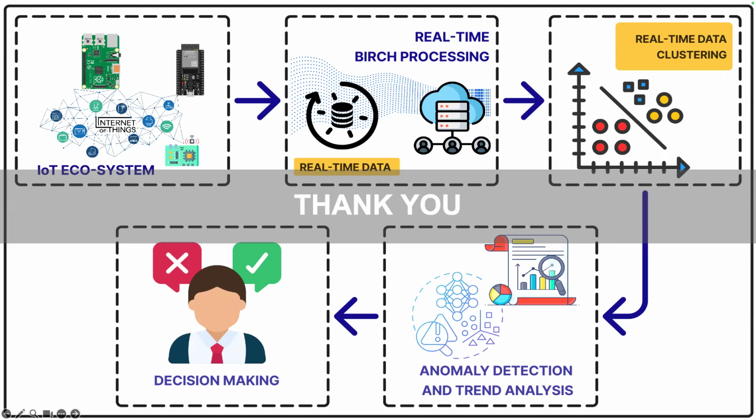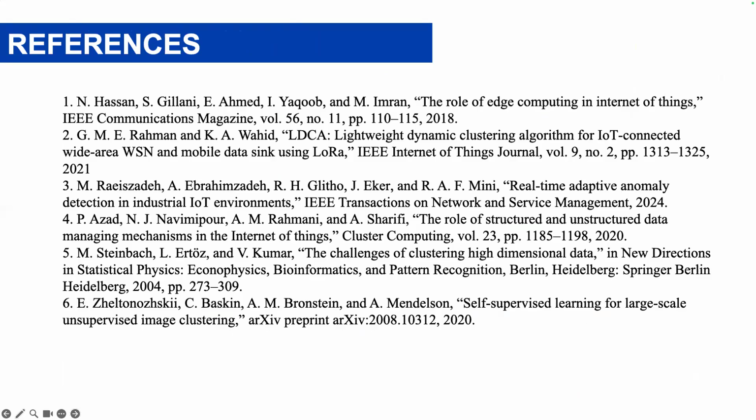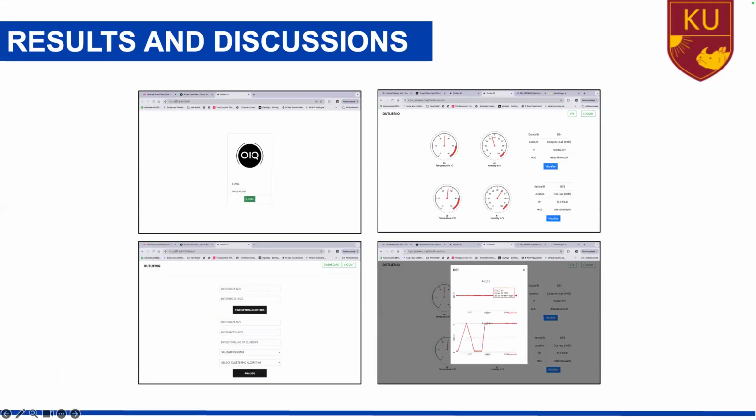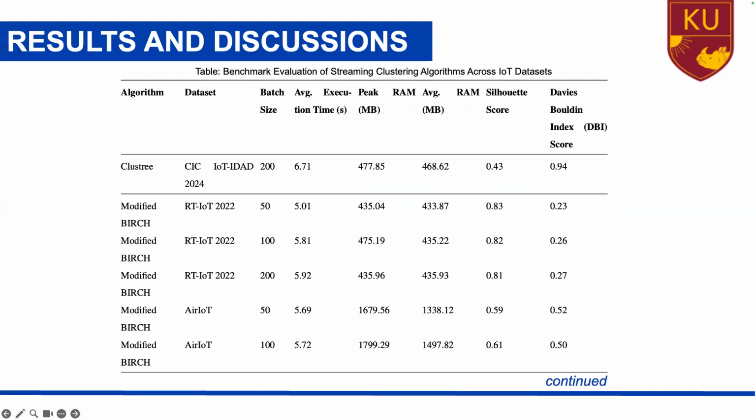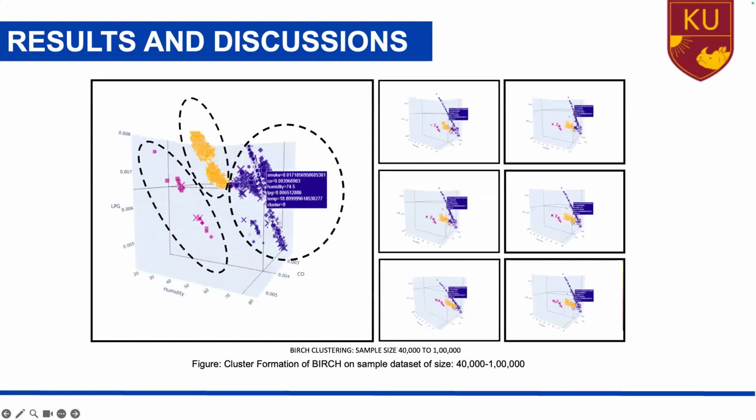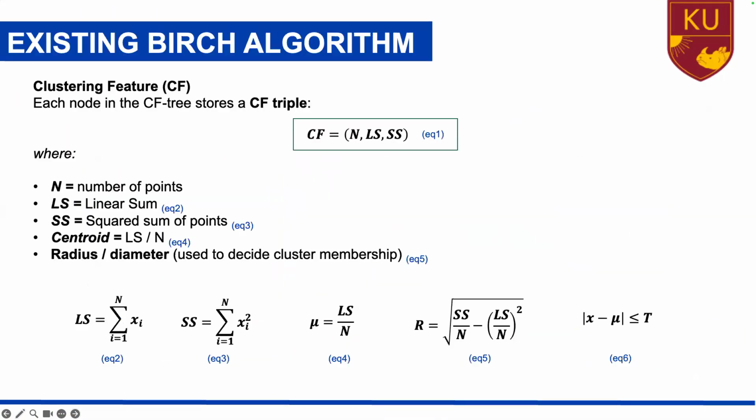I have one question. When you calculate the radius, you can go to that slide. First radius: the square sum divided by only n, minus the square of the linear sum divided by n square. So always it will give you positive values. Square root of positive values.